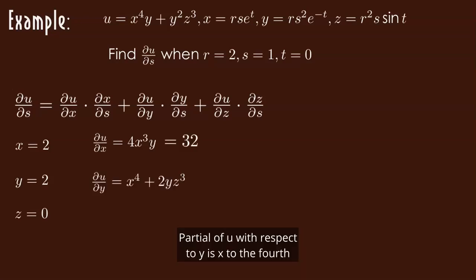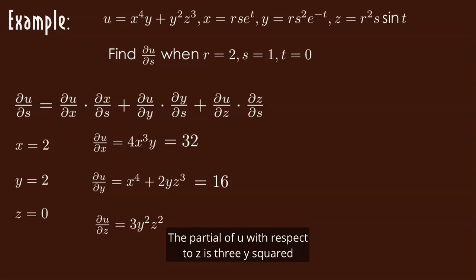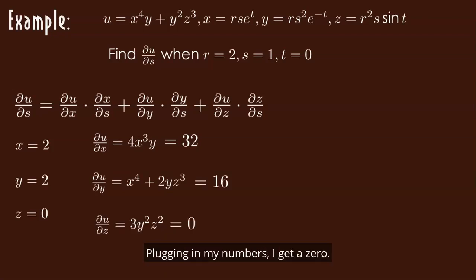Partial of u with respect to y is x to the 4th plus 2yz cubed. Plugging in my numbers, I get 16. The partial of u with respect to z is 3y squared z squared. Plugging in my numbers, I get a 0. Ooh, I like zeros. Things fall away when you have zeros. So now I've got those partials.